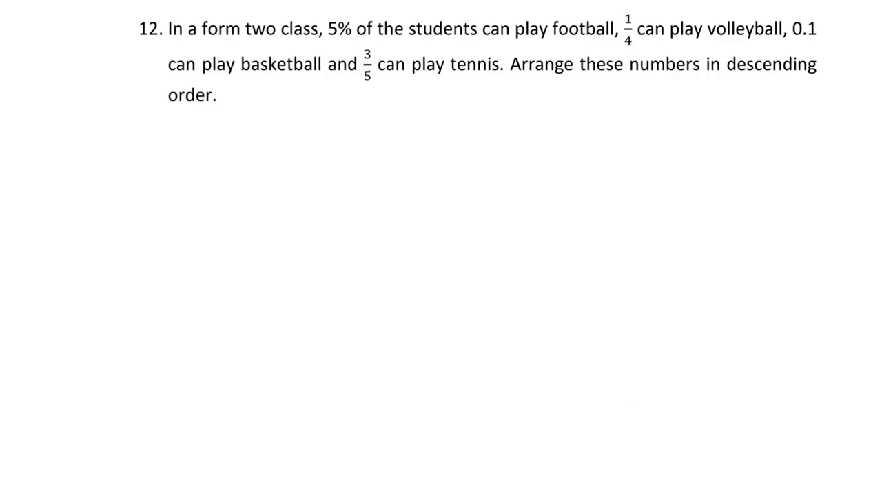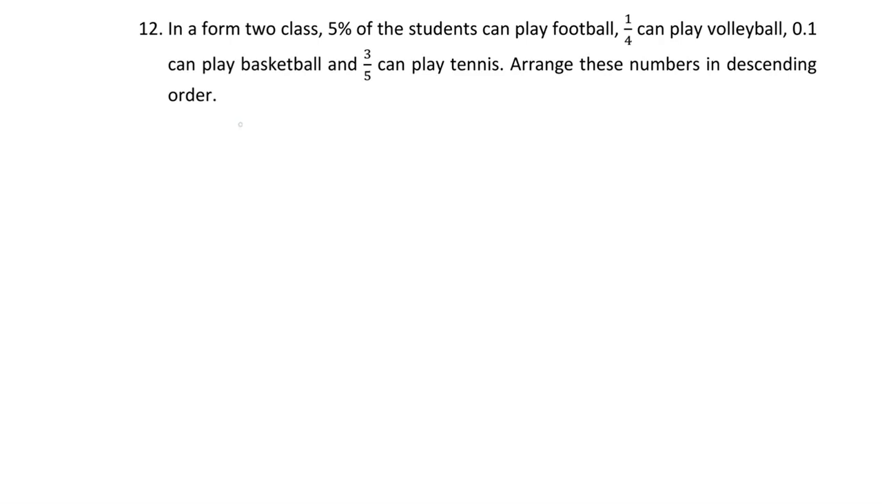Question number 12. In a Form 2 class, 5% of students can play football. 1/4 can play volleyball. 0.1 can play basketball. And 3/5 can play tennis. Arrange these numbers in descending order. Okay, so for this one, descending order is an arrangement of the numbers in decreasing order. Okay, so first we are going to convert the numbers to percentages to realize their differences.